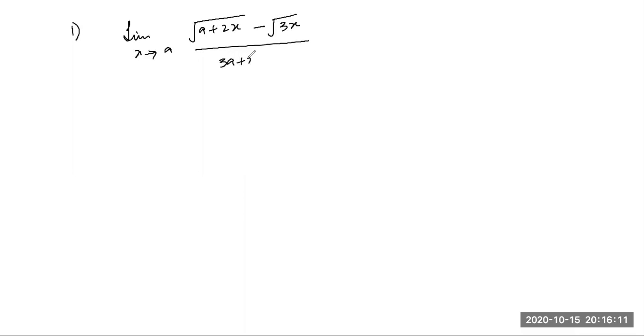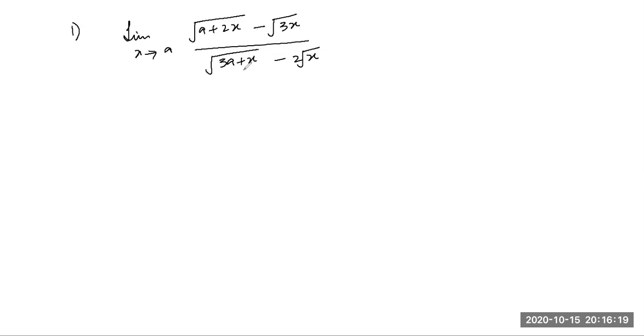Now I give you two examples, students. The first example is: find the limit. Please write down fast. Limit x approaches a of root of a plus 2x minus root of 3x, divided by root of 3a plus x minus 2 root x.